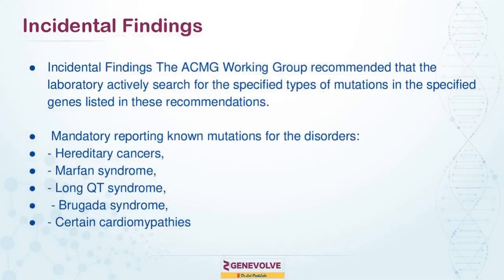So incidental findings is something that definitely is part of the report. According to the ACMG working group recommendation, if we do search for specific types of mutations in specified genes listed in these recommendations, and if we find a case, we definitely report out the incidental findings as part of the report.